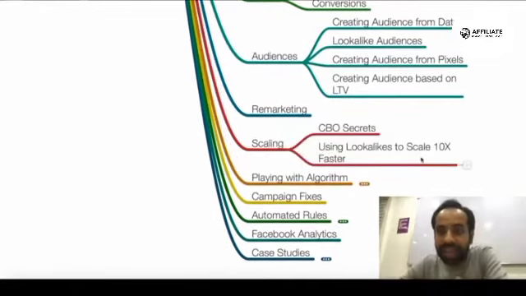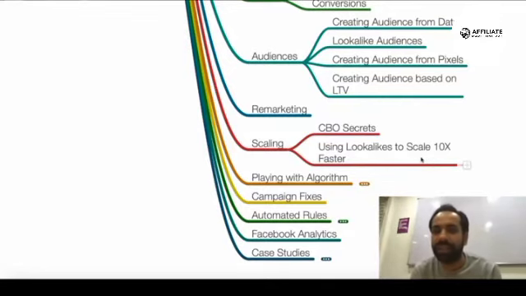Now, scaling CBO secrets. This one is new, right? CBOs, campaign budget optimizations. Not a lot of people know this. Not a lot of people have tested this. People are still stuck to ad set budgets, right? And this one is something people should know. That's not how it works. Now Facebook has come with new stuff, so you better be updated.